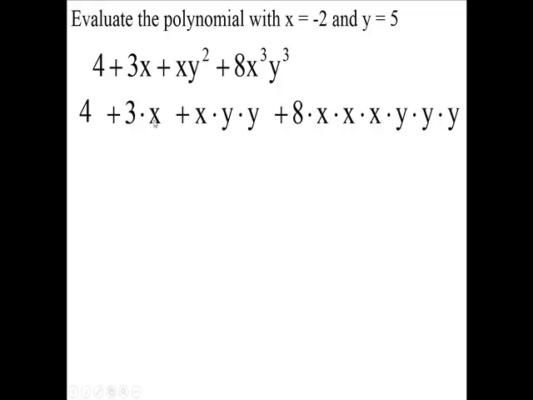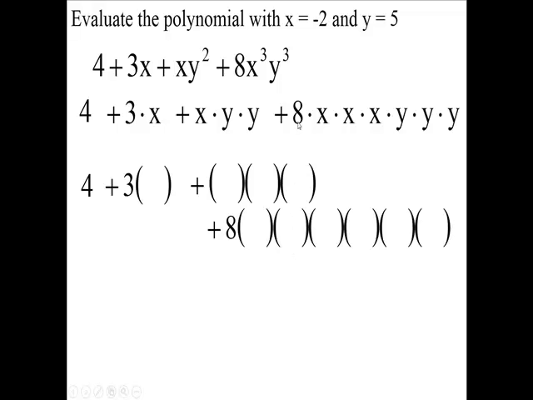Now, in place of these x's and these y's, I'm going to put a parentheses, okay? So you're going to have 3 times, here's x, and then you're going to have an x here for this one, and a y and a y. And lastly, you're going to have an 8 with x written 3 times, so this is going to be x, and this is y, and y for these 3 y's, all right?